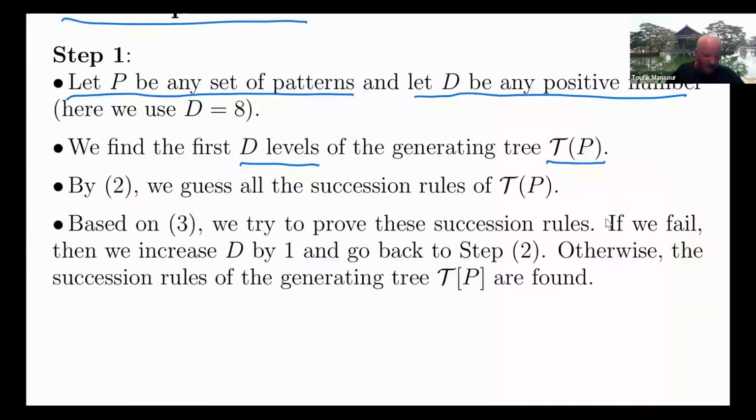So back to the general procedure. At the beginning, I built the tree TB for the first d levels. Then I built the succession rules from them. I guessed them, actually. Based on that, in step 3, I try to prove these succession rules. If we fail, there are 2 possibilities. Either I need more information on the tree, so that means to increase d, or the succession rules are already found. So that means I am done.